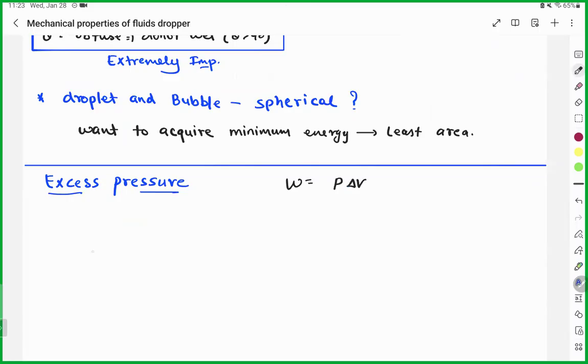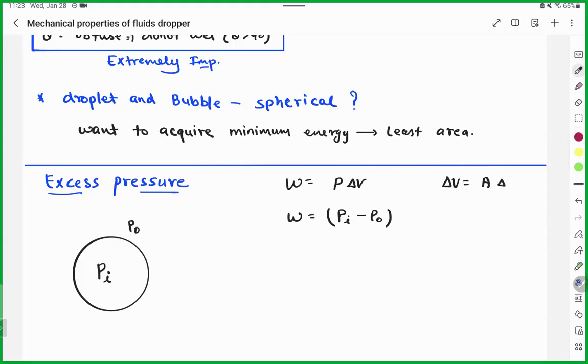If you have a droplet and inside you have more pressure compared to outside, what will be the work done due to this pressure? Internal pressure should be high, only then it will expand, minus outside pressure, into volume. What is the change in volume? It can be area into change in length. Area for the spherical surface is 4 pi r square, and delta r.